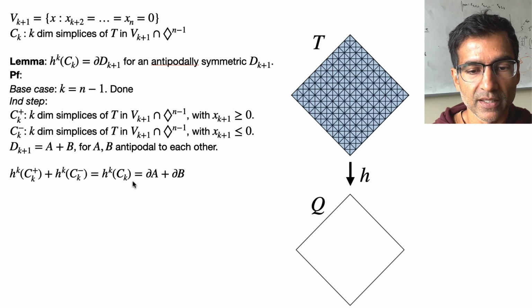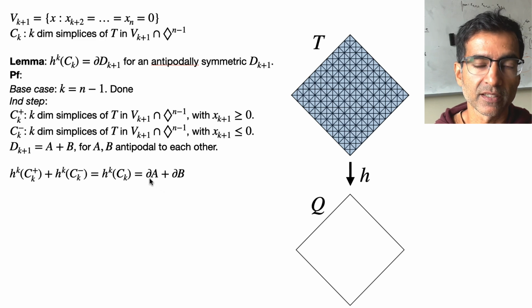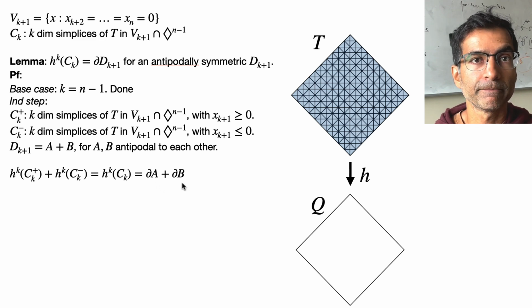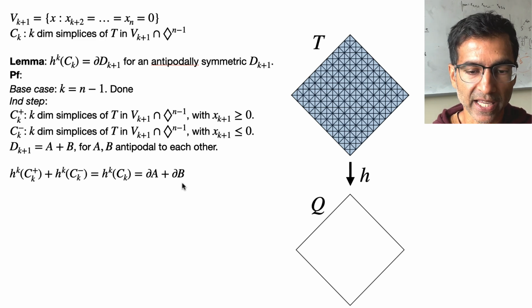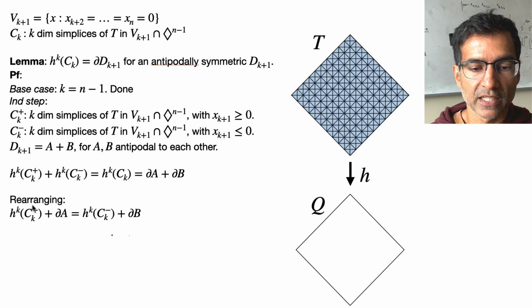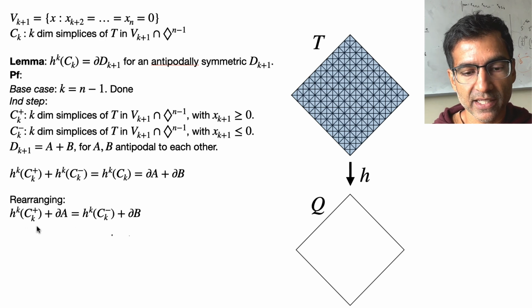Okay, but by induction, we have that this thing is equal to the boundary of d_{k+1}, which is the boundary of a plus the boundary of b. Okay, so that's the inductive hypothesis applied for k. If I rearrange this, what I get is this equation. So I've just rearranged the equation up here.